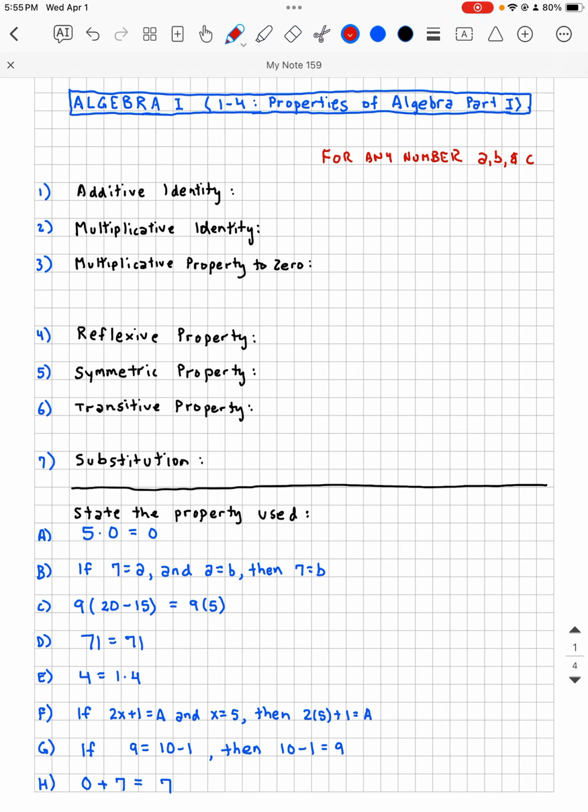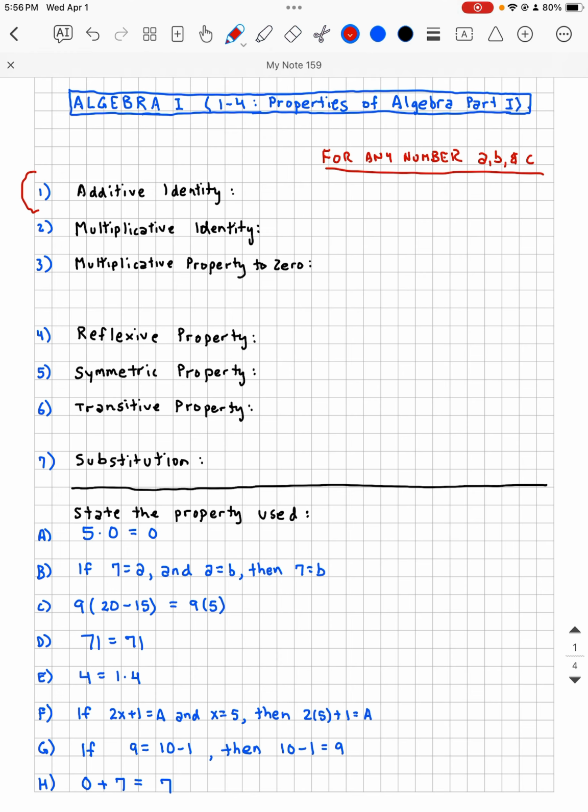So let's go ahead and talk about some of these properties so that you can get well adjusted to them. There are a total of 7 that we're looking at for today, and then there are going to be a few more next time, so we'll get into that later on. First, starting with the first property, the additive identity. This is going to be true for any numbers a, b, and c, so those are the variables that I'm going to be using.